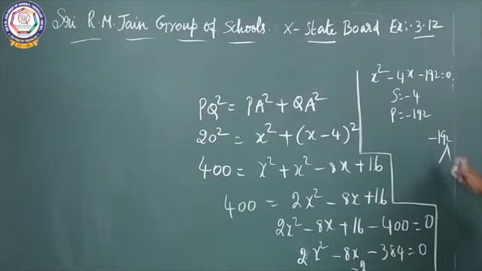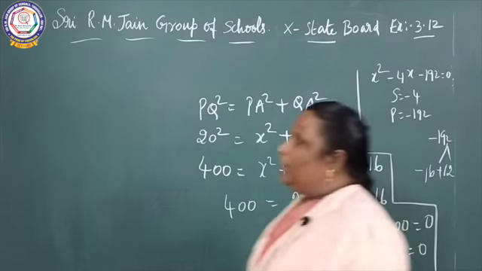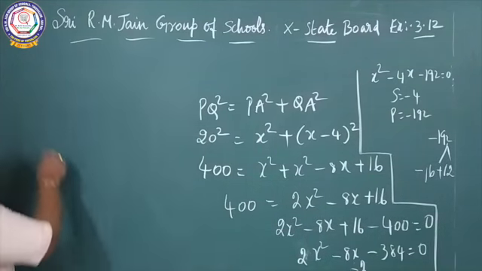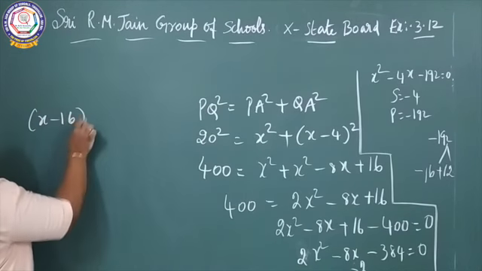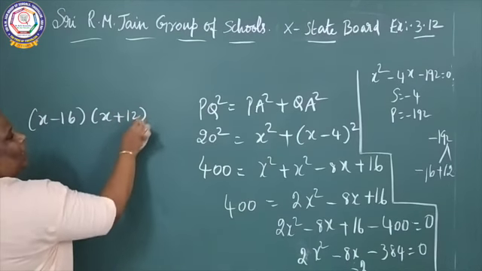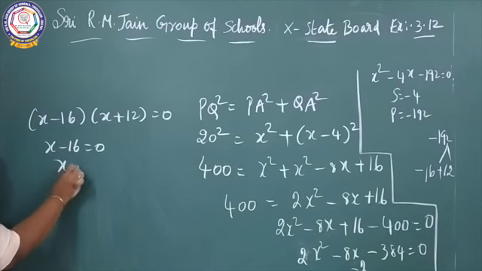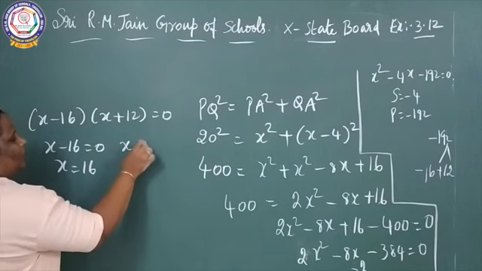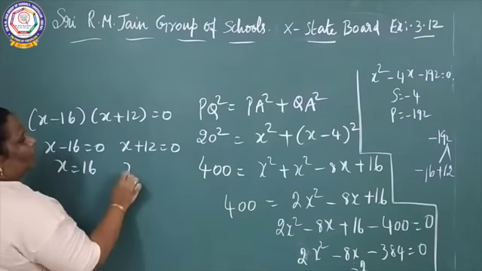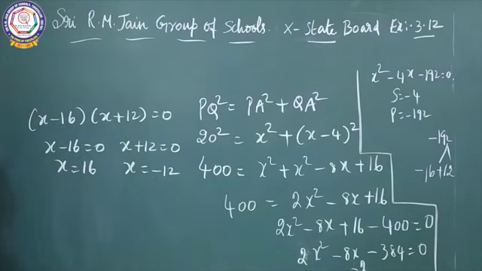Minus 192, 16 twelve, sir. 16, minus 4. Minus 16 plus 12. So you will write it here: x minus 16, x plus 12 equal to 0. x minus 16 equal to 0, x equal to 16. x plus 12 equal to 0, x equal to minus 12.